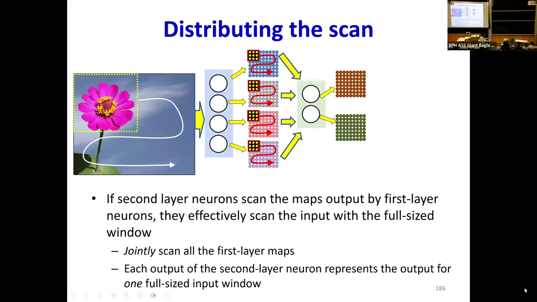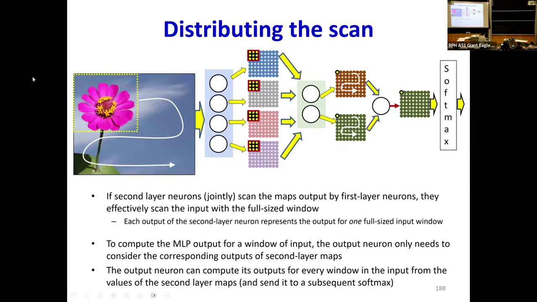So the second layer neurons are now going to scan the outputs of the first layer neurons, but they're going to do so by considering a window of outputs of the first layer neurons. And they're going to be simultaneously scanning the maps produced by all the neurons in the first layer, right? Because all of them must be considered simultaneously, because the second layer neurons are considering the outputs of all of the first layer neurons. And so it's jointly scanning all the first layer maps, and each output of the second layer neurons represents the output for one full-sized window. And so it would do something like this, right?